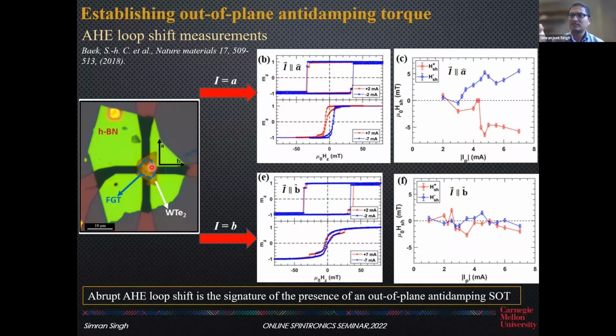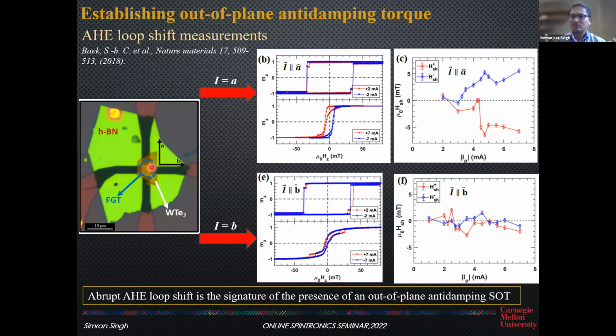What we tend to do is, if we get 4 nanometers of FGT, we try to get 20 nanometers of WTe2, so that most of the current flows through WTe2. If we get 10 nanometers of FGT, we go a little higher, to 30 nanometers.